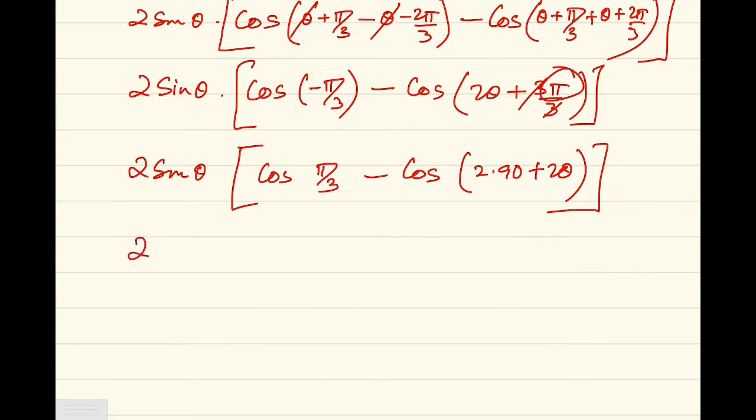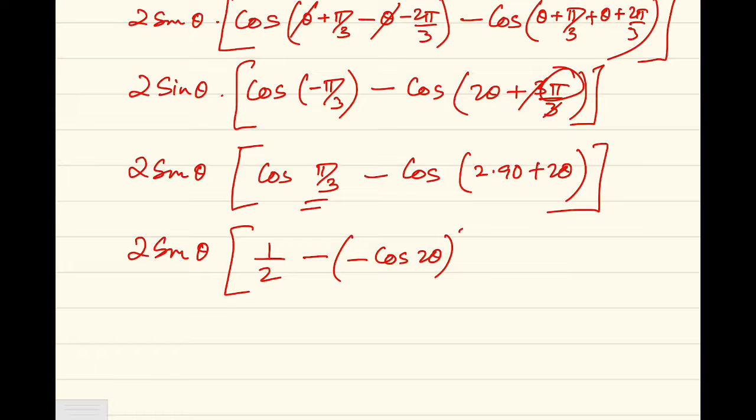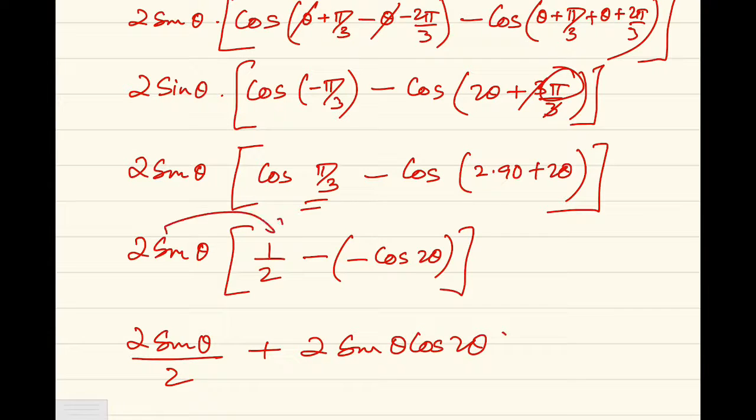Okay, now I can do 2 sine theta, and you know this, what is the value of cos pi by 3? Cos pi by 3 means 60, that's half. So cos 60 is half. Minus, okay, I don't know the sign, by the way. Here 2 into 90 plus 2 theta means that's in the third quadrant, and in the third quadrant cos is negative, so minus cos 2 theta, correct? So finally I have 2 sine theta into half, by the way, so I can write divided by 2, plus 2 sine theta cos 2 theta. What did I do? I have multiplied. I put this inside, correct?